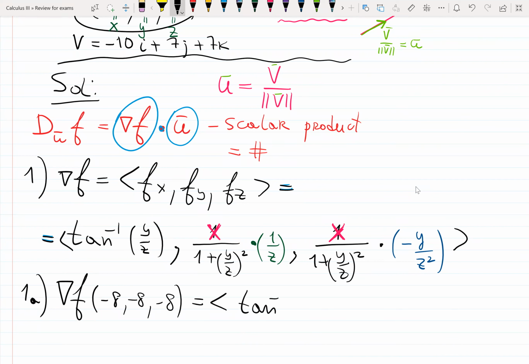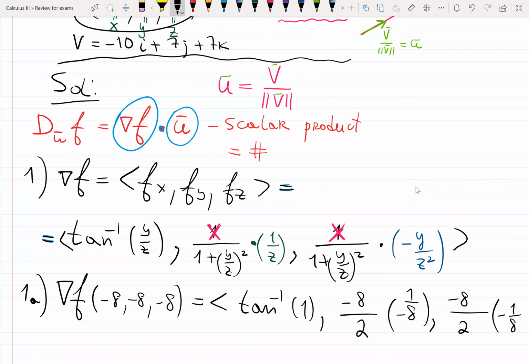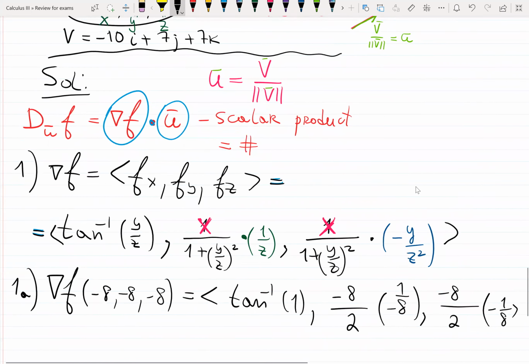It will be arctangent of 1, very convenient. 1 plus 1, also 1, and just, no, wait, a minus 8, that's not that easy. And then 1 plus 1, so that's 2. Okay, good. Times minus 1 over 8. I should check my notes not to mess up. And then minus 8, that's 2. Minus 1/8, I think. So anyway, and now it's easier to type in.